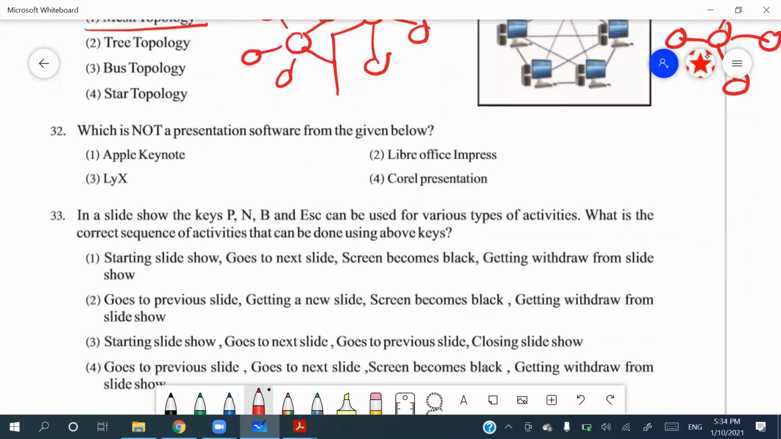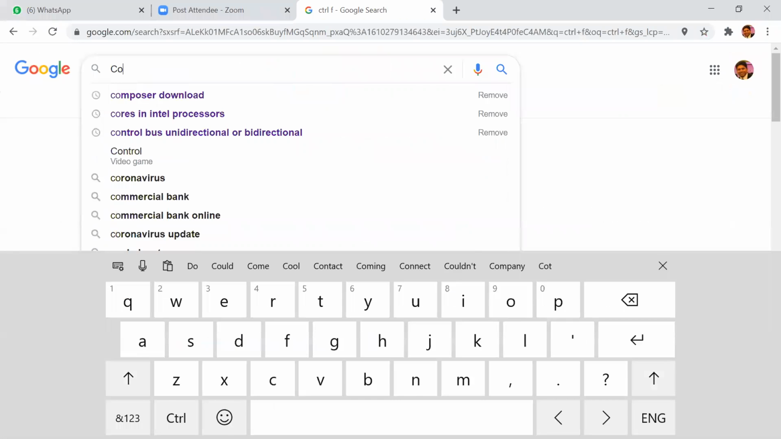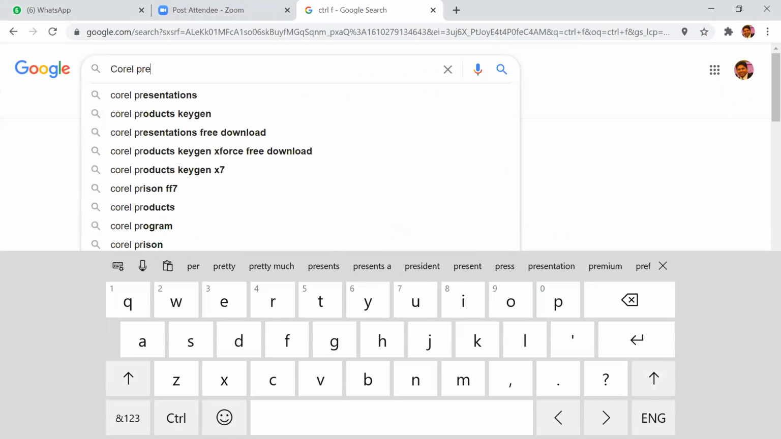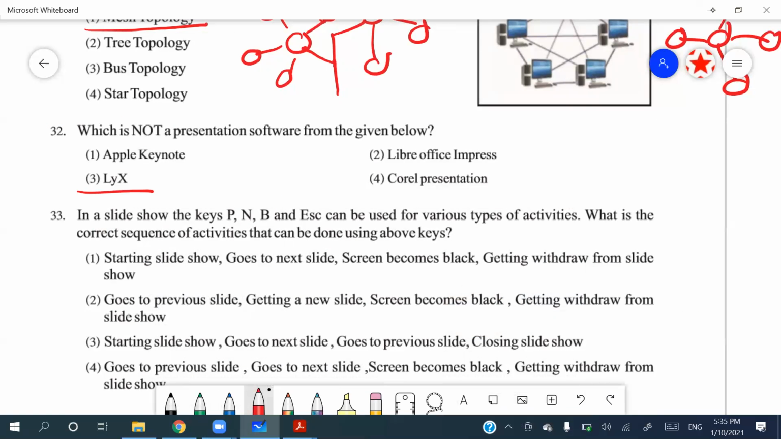For the 32nd, which is not a presentation software from the given options? Apple Keynote is going to be a presentation software. LibreOffice Impress is going to be a presentation software. Corel Presentations, I really don't remember the names. I'm not remembering these things, people, because it is not essential for me, but it is essential for you. So LIX is going to be the answer, right?